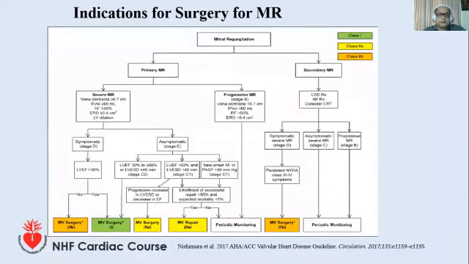Regarding indication of surgery for mitral regurgitation, this is a very important issue. Mitral regurgitation is divided into primary and secondary mitral regurgitation. We are talking about primary mitral regurgitation, which means problems in the valve that lead to disease in the heart. It is divided in two ways. One is severe mitral regurgitation, when the vena contracta is more than 0.7, the regurgitant volume is more than 60, and the LV is dilated.